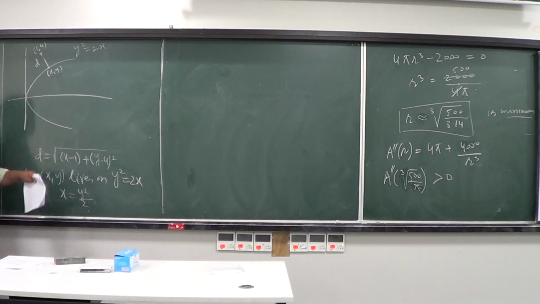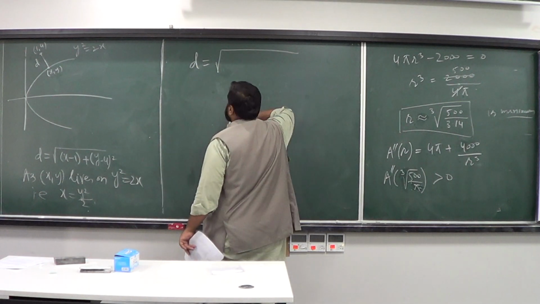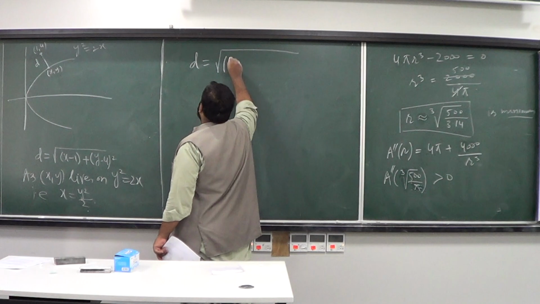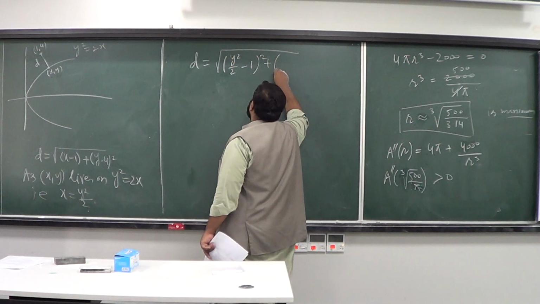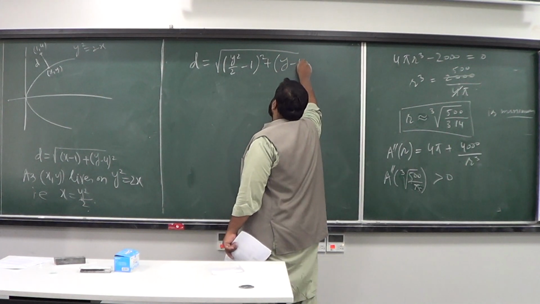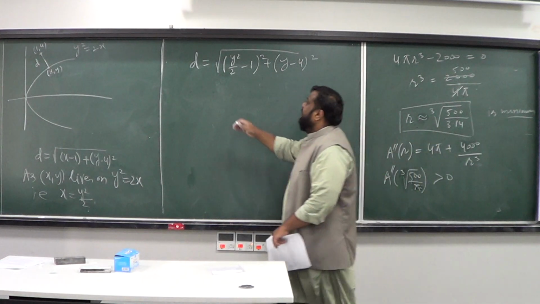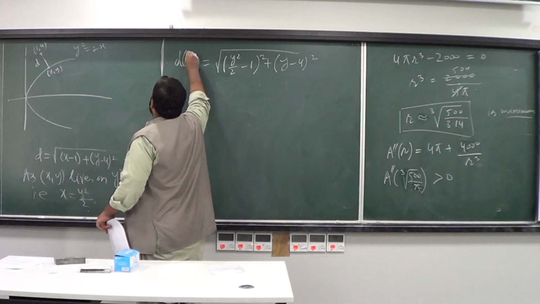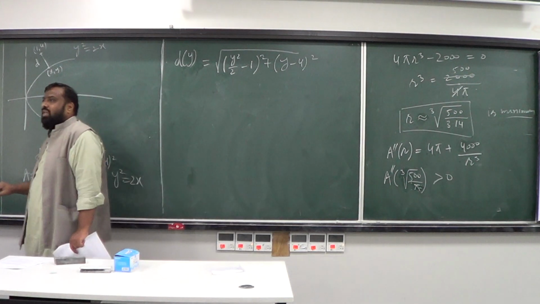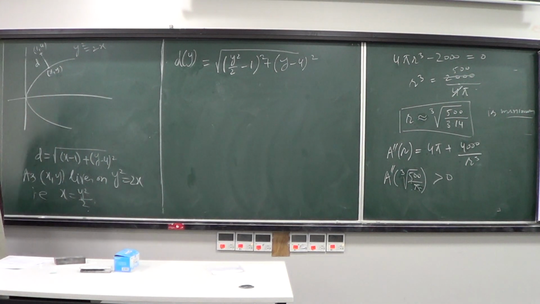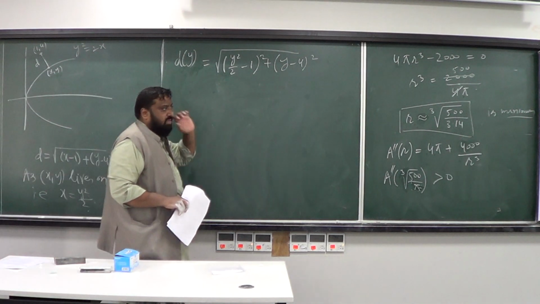Now if I substitute this into the distance d, it's going to be y square upon 2 minus 1, all square, plus (y minus 4) square. Now this d is a function of y. So what we would like to do is find a y for which this d is minimum.